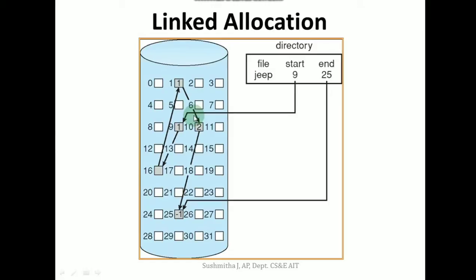The other disadvantage is the pointer that is required. You already know the concept of pointers. So this can be an overhead in processing. So these are some of the disadvantages that are associated with the linked allocation.